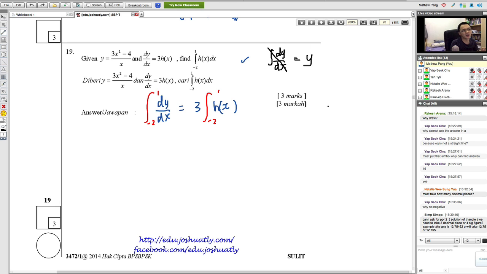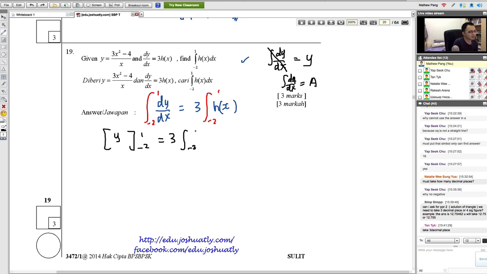You integrate dy/dx, you will get y. So if you integrate dA/dx, you basically will get A. Therefore, if I integrate dy/dx over here, I have solved it already. I have y between 1 and -2, and then definitely I have my y value, which I will substitute in later. So this is 3 integrate from -2 to 1 of dx, and when I move my 3 to the other side, I will get 1 over 3, and then I know my y.